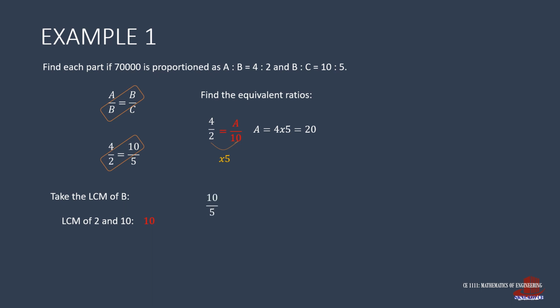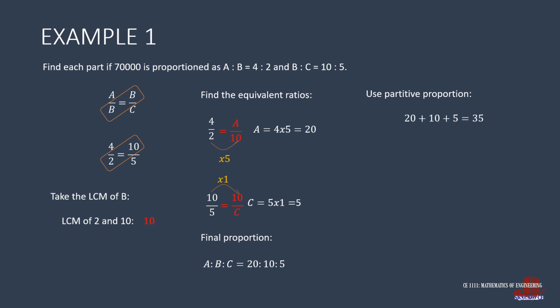The second proportion is 10 over 5, which should be transformed to 10 over C. 10 is still 10, so C is still going to be 5. Thus, the final proportion of the three would turn as 20 is to 10 is to 5. Now to take the parts from 70,000, we use partitive proportion, where we need to add all proportionals 20 plus 10 plus 5. That is equal to 35. One part of 70,000 is then computed as 70,000 over 35, which is 2,000.